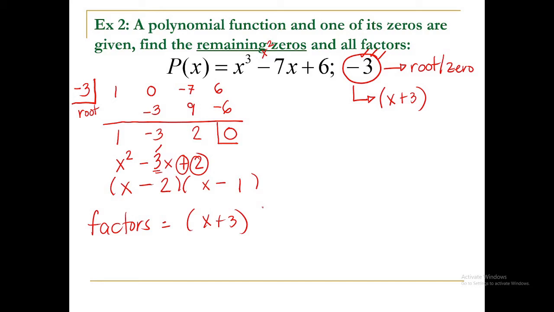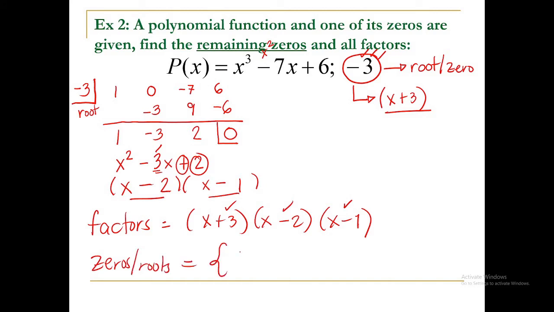So we have x plus 3, check. x minus 2, check. x minus 1, check. And what are the zeros or the roots of your function? Negative 3, positive 2, positive 1. And that's how you get the factors and the roots of your function.